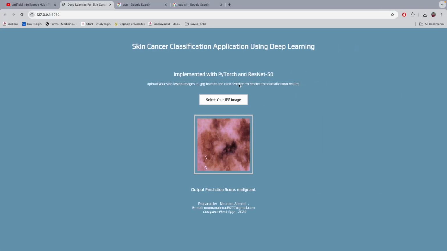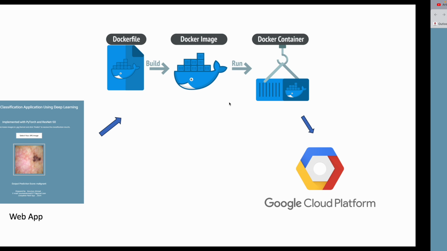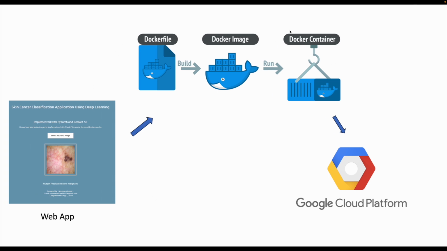I'm assuming you have Docker on your local computer. Once we have that, suppose we have the app and the Docker image, from which we created the Docker container. So we have the app and the Docker container, and now we are going to deploy it onto the Google Cloud platform.